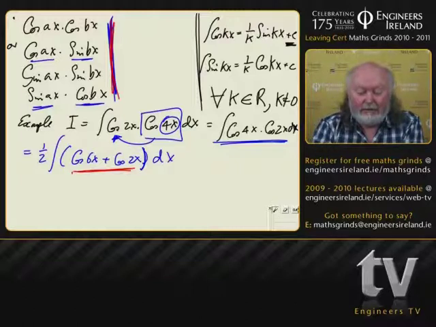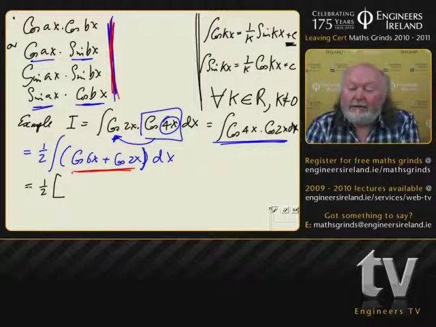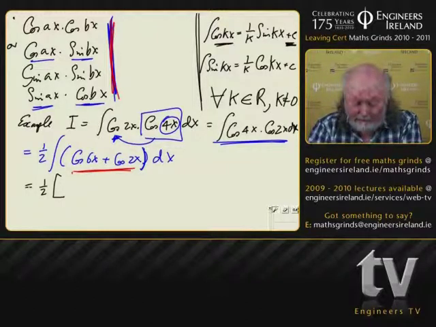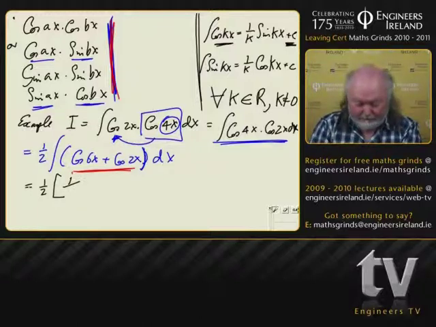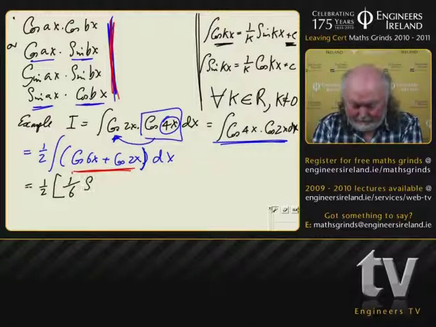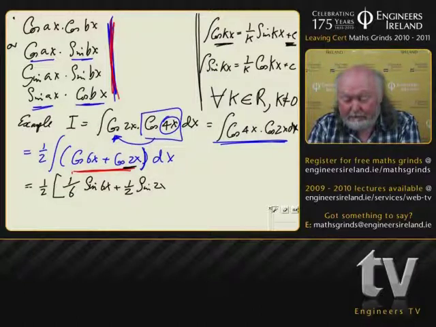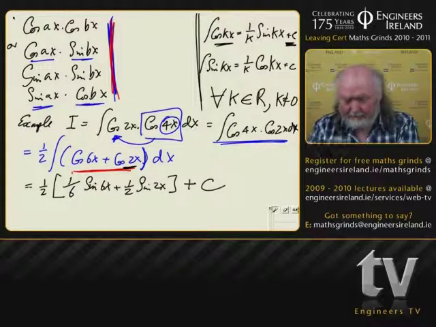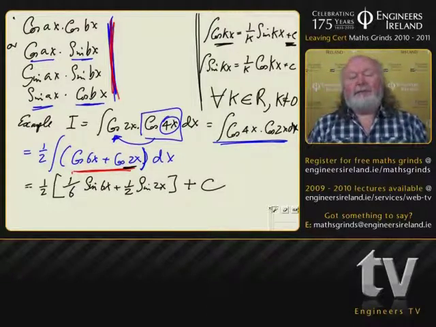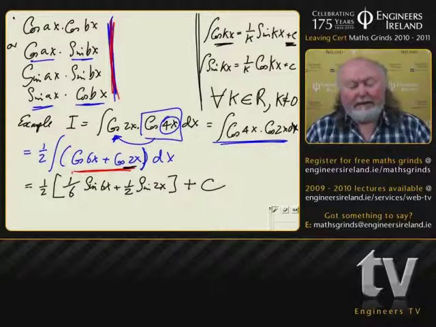We already can say to ourselves, I have a 1/2 outside. I know what the integral of cos of 6x is, because it's like this thing. And this is a 2x one, so we're saying plus a half. Amazingly easy.